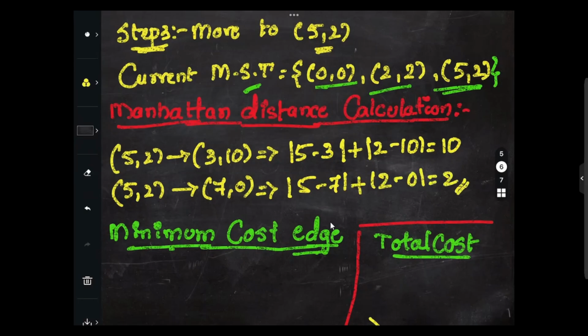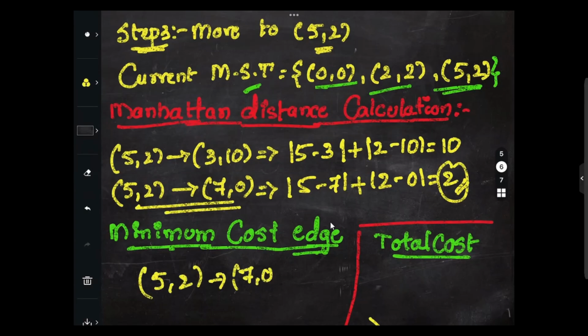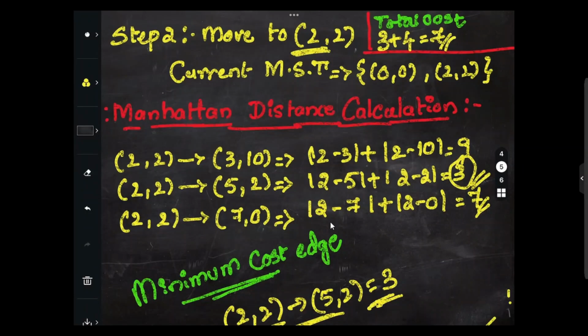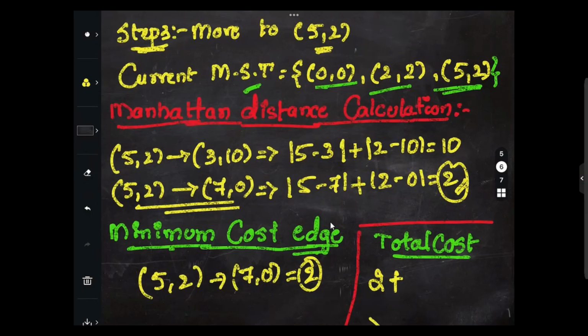So the minimum cost edge in this case, where we need to consider the small value, is from 5, 2 to 7, 0 with the value of 2. So the total cost will now be 2 plus the previous one we got, 7. 2 plus 7 will be 9 here. So the total cost will be 9 in this case, right? I hope this is clear.